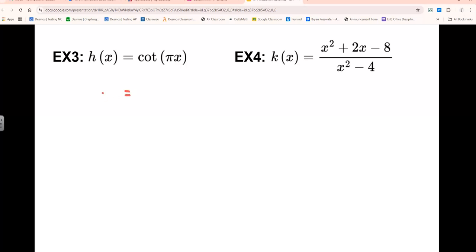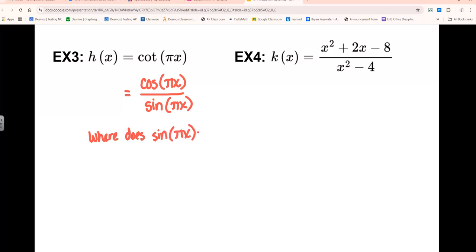But how could I rewrite cotangent? Cosine over sine. So I could make this cosine of pi x over sine of pi x. So I'm thinking about where sine of pi x equals 0. That's where I'm going to have vertical asymptotes, right? So I first have to think about where sine equals 0.